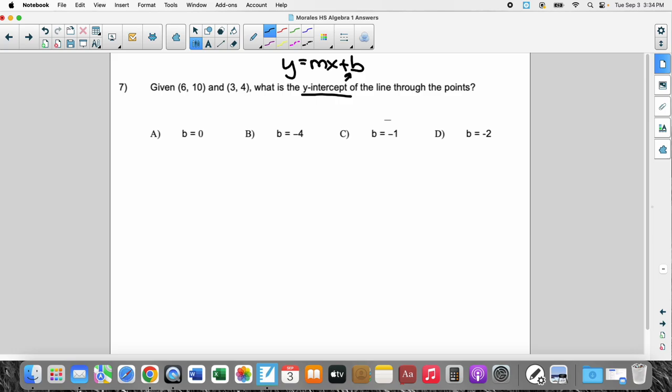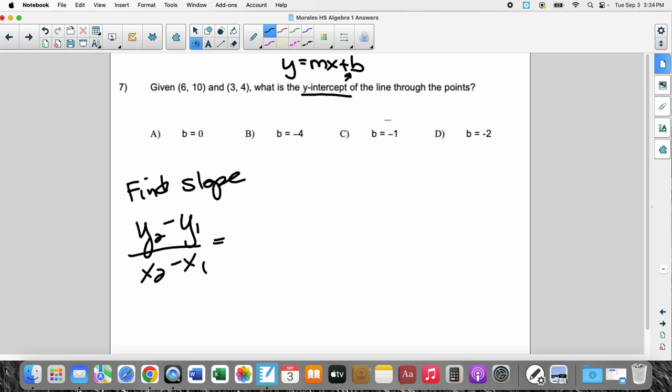So given 2 points, I'm going to find the slope, and I find the slope by using the formula y sub 2 minus y sub 1 over x sub 2 minus x sub 1. This would be x sub 1, y sub 1. This could be x sub 2, y sub 2. And this just means the x value in the first point. This just means the y value in the first point. This means the x value in the second point, and this means the y value in the second point.